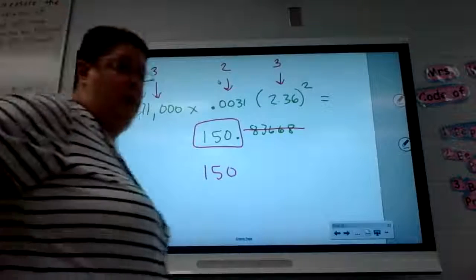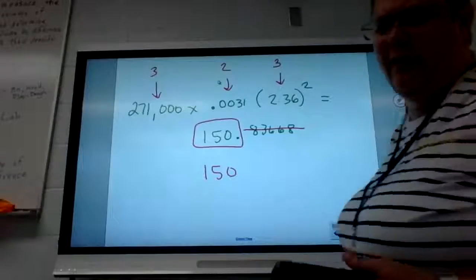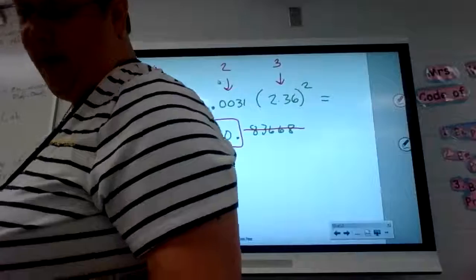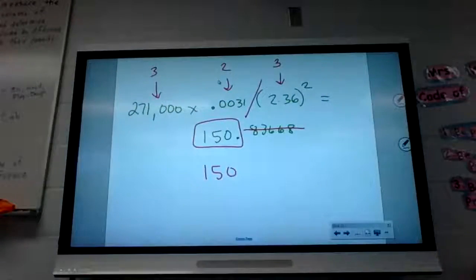Okay. So 271,000 times 0.0031. Do I have a divide in there somewhere that I left off? Write it down right. Yep, I forgot the divide. That's what I left off. That's probably why you're not getting the right answer. All right. Divide 2.36 squared. Did it work that time?